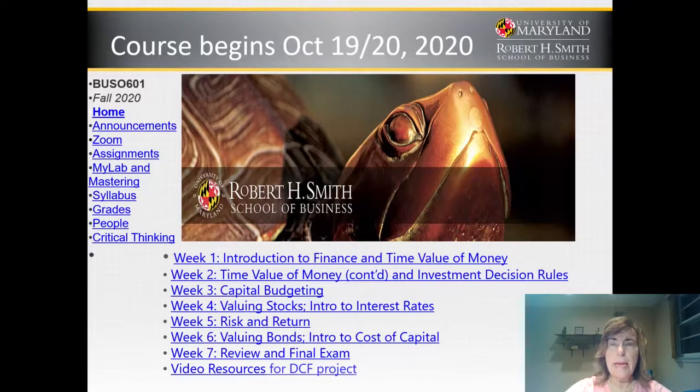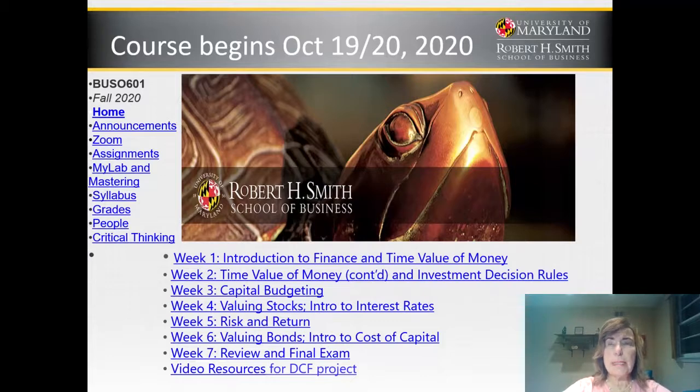You may have heard of NPV and IRR. That's what we're talking about here. Next, we're going to talk about capital budgeting, where you're going to look at what the relevant cash flows are and figure out if a project makes sense. And then we value stocks and bonds and introduce interest rates.